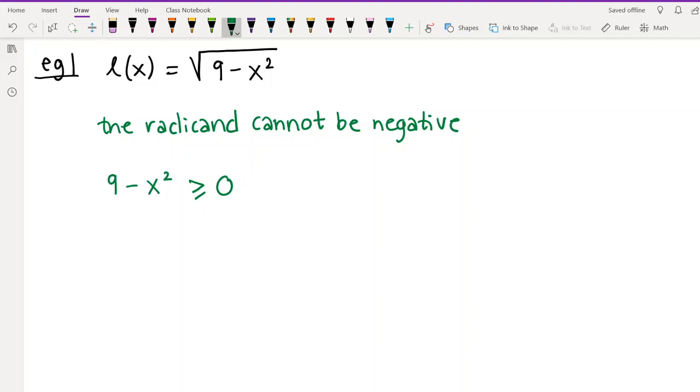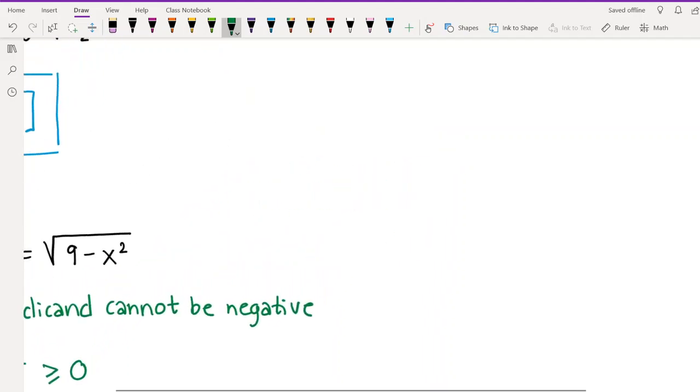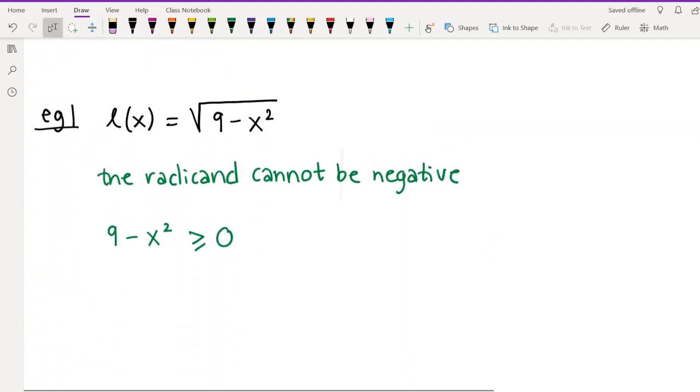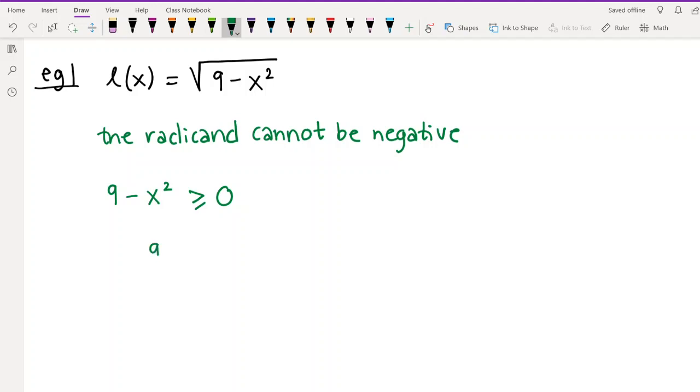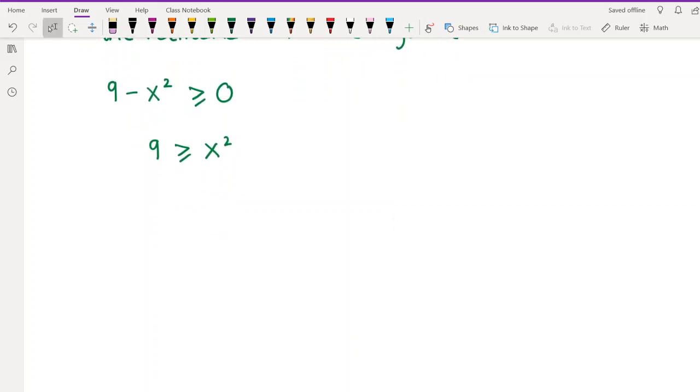So what we're actually going to do instead is add x squared to both sides. Oops, kind of like what we did on the last one. If we add x squared to both sides, we end up with this. And now I'm going to flip this around. I'm just going to rewrite it as x squared is less than or equal to 9. That's different from flipping the sign, right? All I'm doing is rewriting it in the other order.